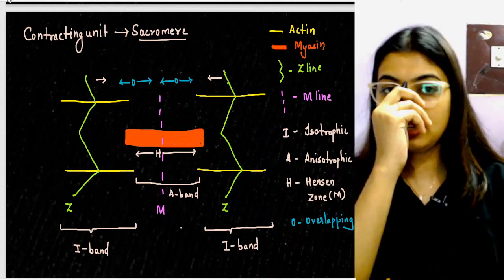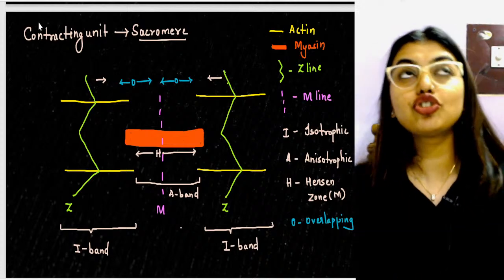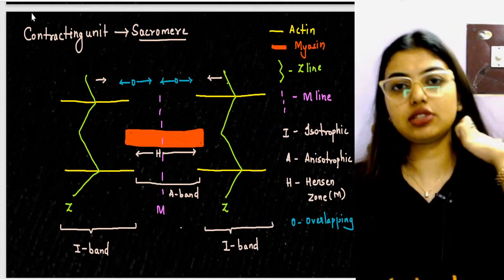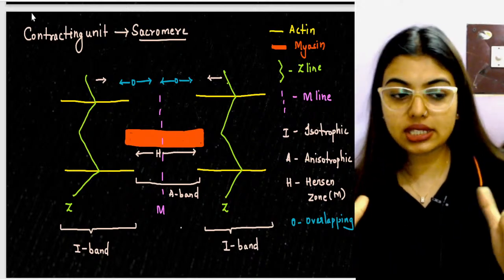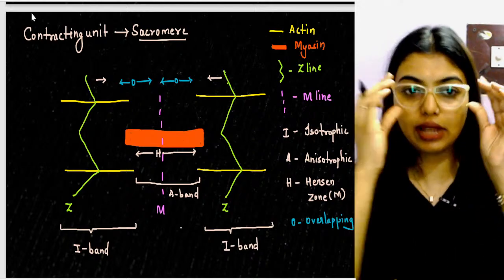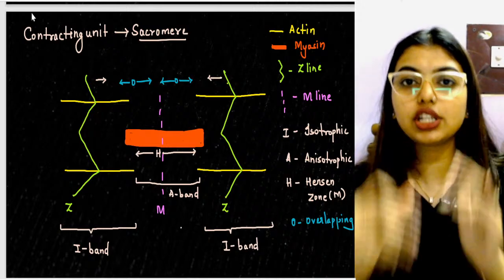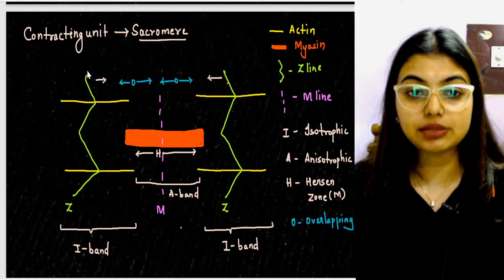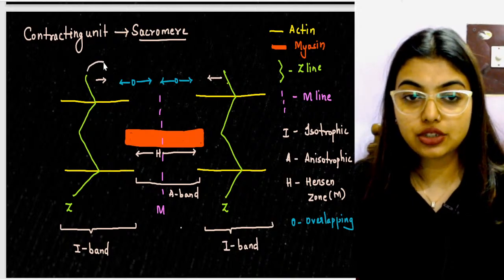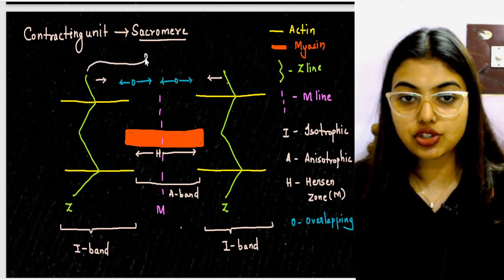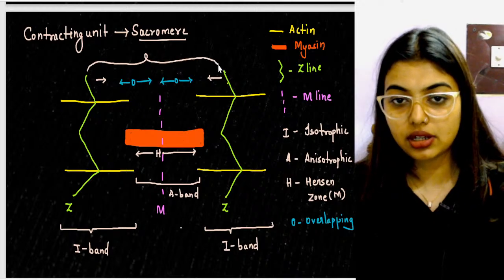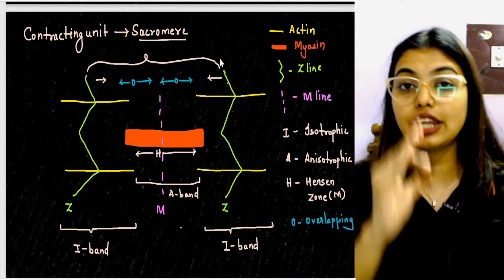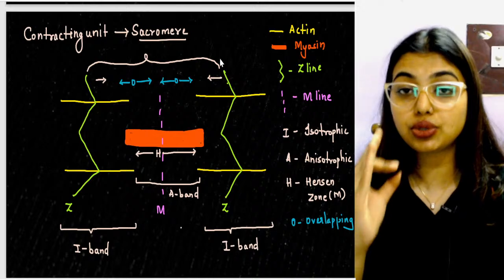So students, when a muscle is contracting, it is not a simple process. There are some zones, some bands which are going to help. The contracting unit is called a sarcomere. Now ma'am, from where to where is the sarcomere, you can ask me. From one Z line to another Z line constitutes a sarcomere. Understood?